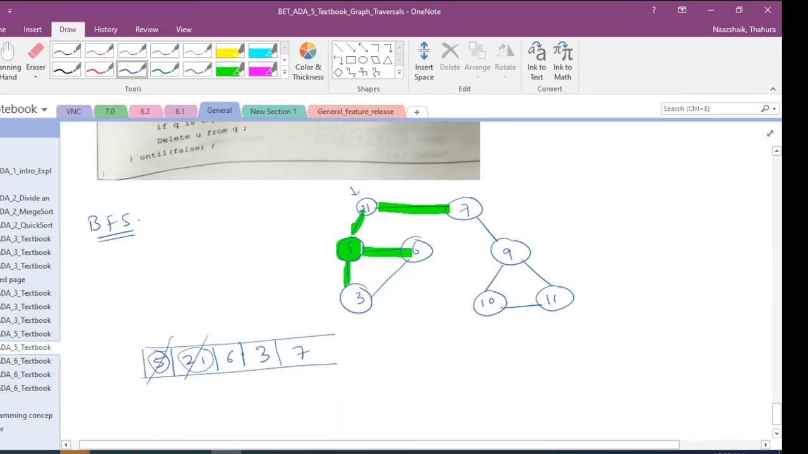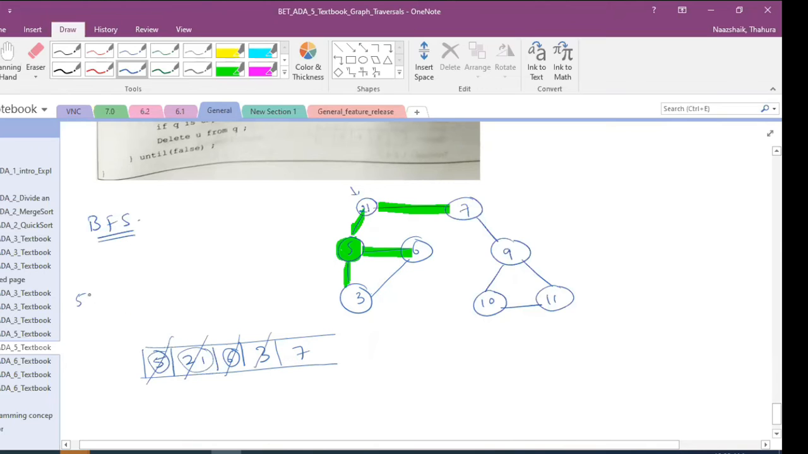I'm done with 21. Then you pick 6, any direct element coming out of 6? We have 3, but the moment you put 3, it will become a loop, right? That's one way of visually checking. The other one is you already have 3 in this queue, so you cannot add it. So we are done with 6, but we are not adding anything. Nothing is left for us to add. Then you pick 3, okay? Anything coming out of 3? Yeah, 6 is there, but that's already processed. So there's nothing extra to add for 3. So now we are done with all of this, right?